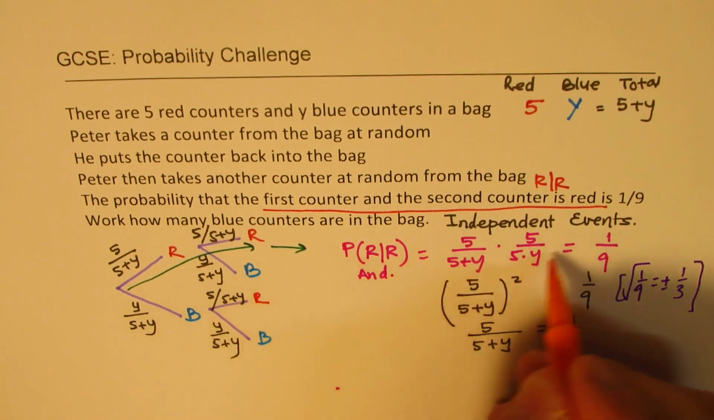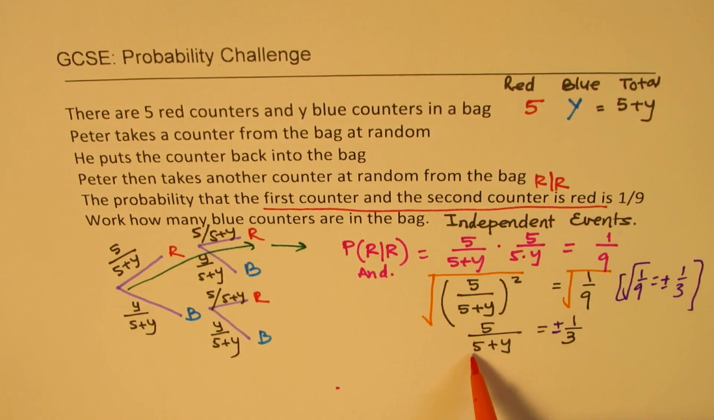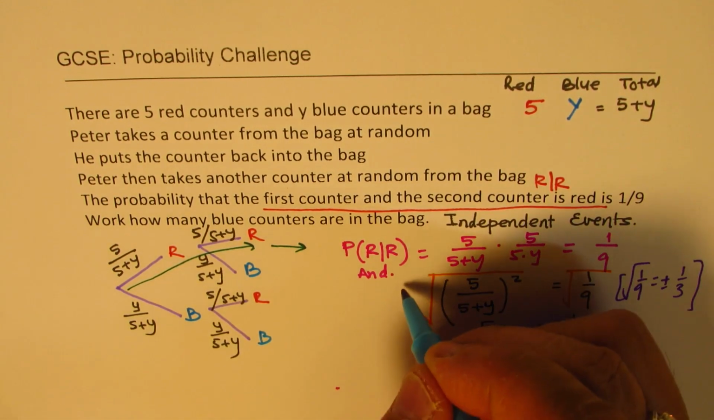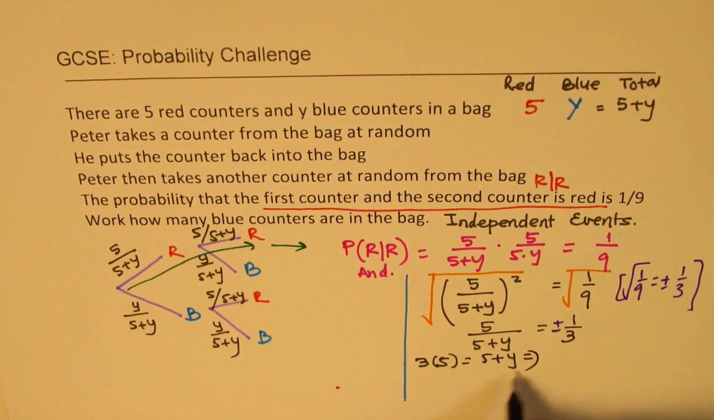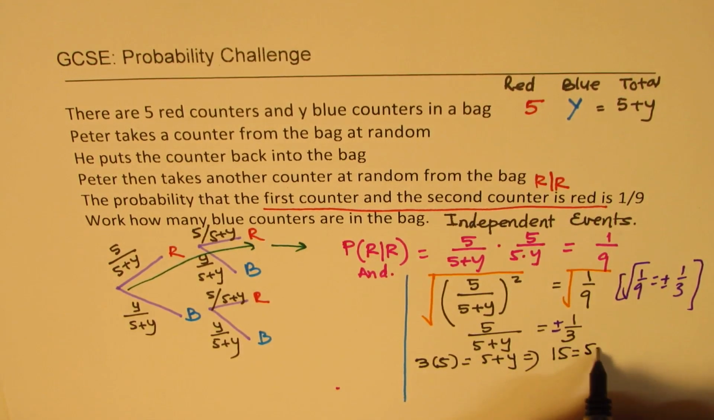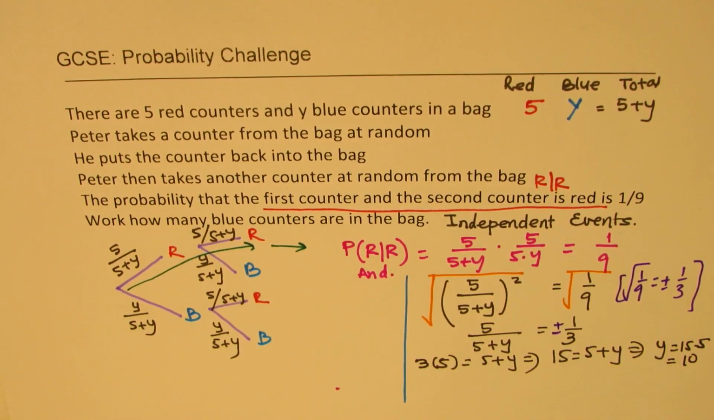So what I did was, I first squared and then I did square root, correct? So when you do square root, you get 5 over 5 plus y equals plus minus 1 over square root 3. Perfect. Now let us solve it. Easy. So those were very simple steps to begin with. Now it gets complicated. So we'll just cross multiply, correct? So we get 3 times 5 equals 5 plus y. So that gives you 15 equals 5 plus y. And that gives you y equals 15 minus 5, which is 10, right? So we got the value of y as 10.